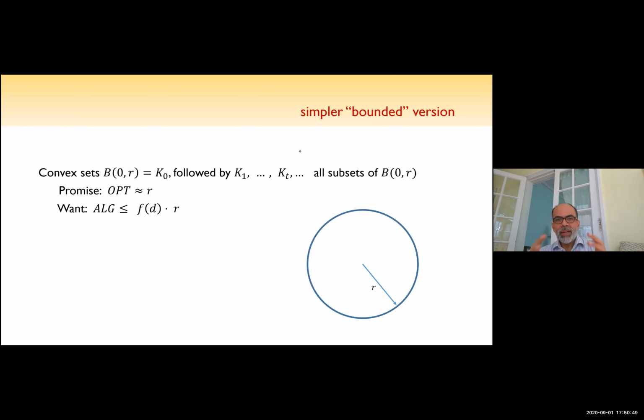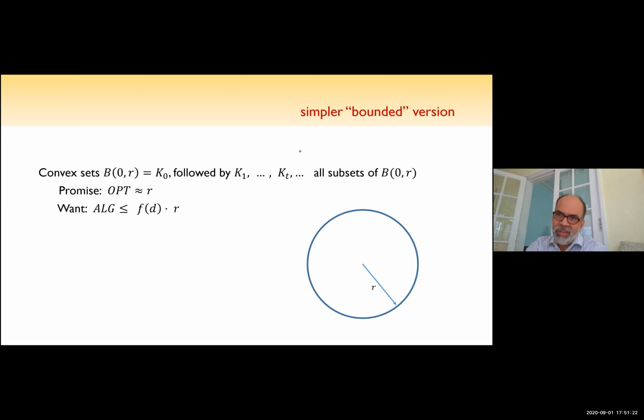The convex bodies are all going to be in some R ball, some radius R ball. So the initial body is going to be this ball, and you're sitting at the center. And then I'll give you a body, some body inside there, then another body inside there, and so on and so forth. I promise you that opt is going to pay no more than R. Okay? And I want you to pay R times some function of t. Okay? So opt pays R, you pay R times some function of t.